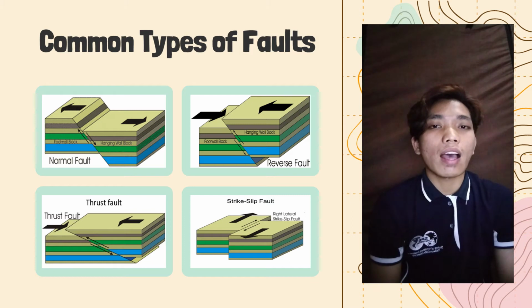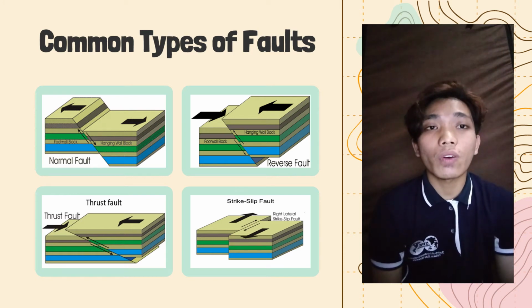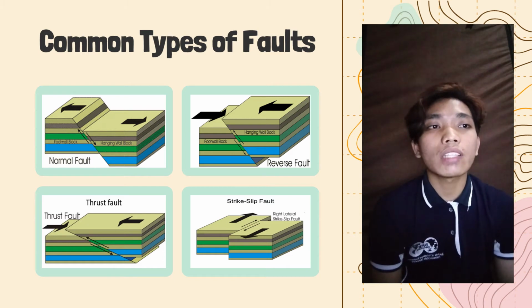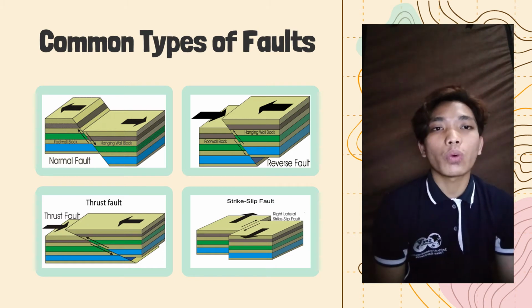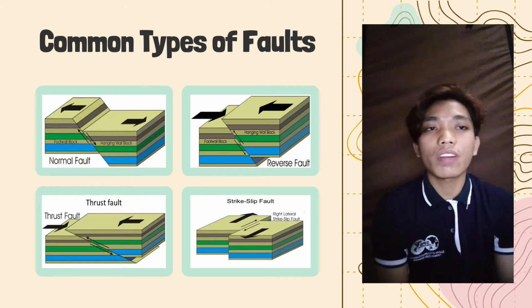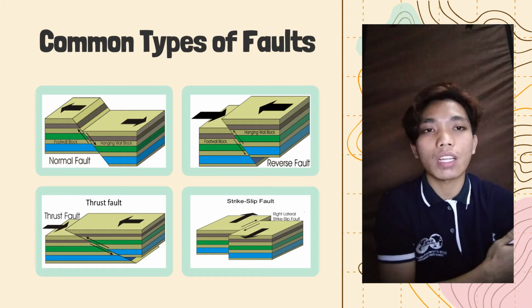So as you can observe, the normal fault is when the hanging wall goes downward. The reverse faults are exactly the opposite of the normal faults. If the hanging wall rises relative to the foot wall, you have the reverse faults. So reverse faults occur in areas undergoing compression, like squishing.